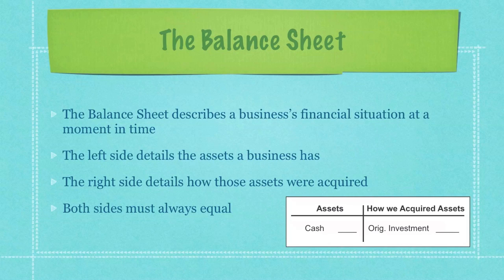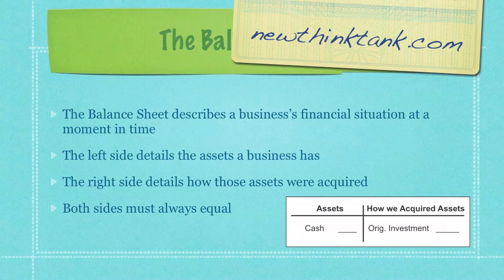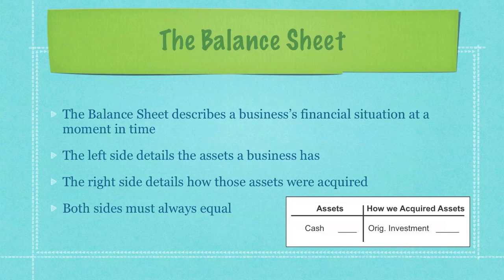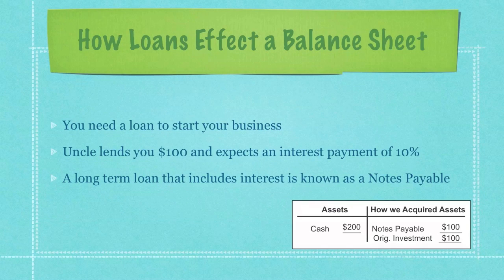And you can see in the lower right hand corner, a very simple way to start a business is with cash and an original investment by me, the owner. Of course, most businesses start off with a loan, and your rich uncle decides to give you $100 and he expects 10% interest to be paid on that $100 loan sometime within a year's time. A long-term loan that includes interest is known as a notes payable.